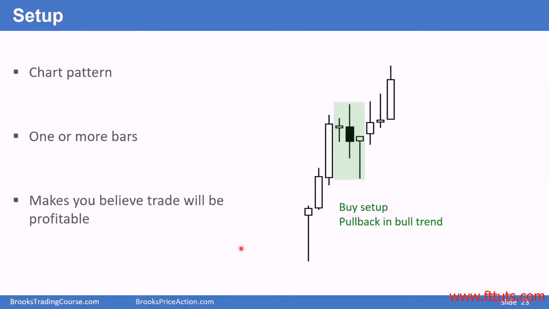You'll often hear me talk about setups, and it's a chart pattern. It's something on the chart, and it makes me believe that there will be a profitable trade. Sometimes the setup is 1 bar, sometimes it's 3 or 4 bars, sometimes it's 20 or 30 bars.